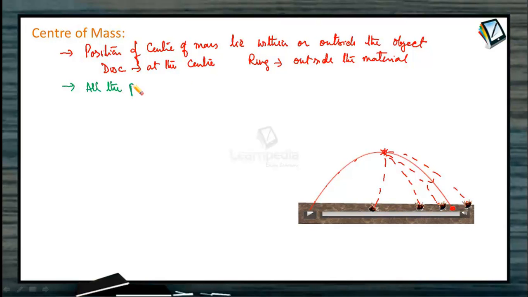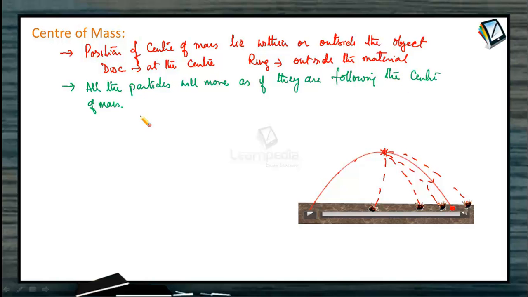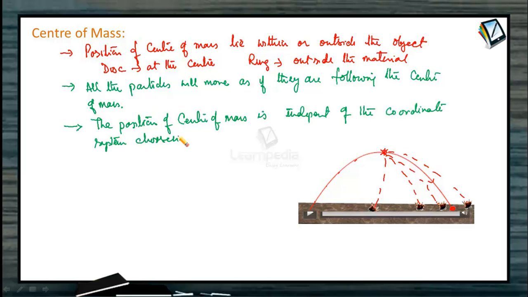All the particles will move as if they are following the center of mass, where there may not be any particle at all. Remember, the position of the center of mass is independent of the coordinate system chosen. Whichever coordinate system we choose, the center of mass will follow, because all the particles are moving about that point, and that point will move as if all the particles are moving about it. So it does not depend on the coordinate system.